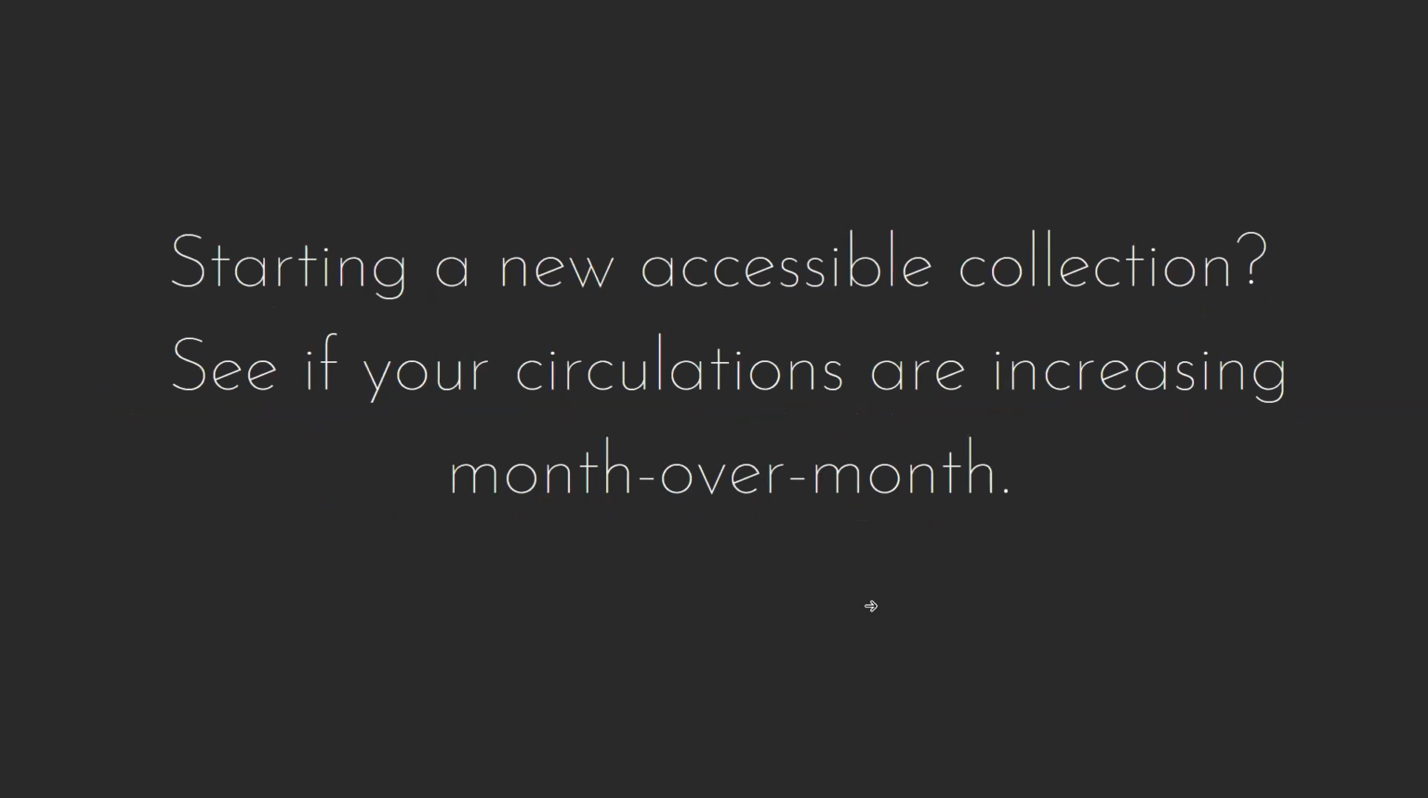So if you're starting a new one, then you want to look if your circulations are increasing. Again, you could do month over month from, say, February to March, or you could do from February 2023 to February 2024, which might be a fairer comparison.